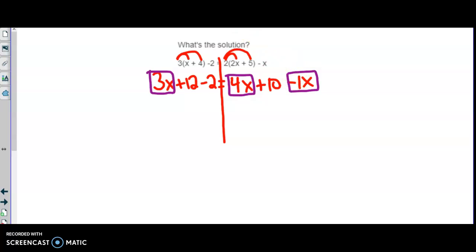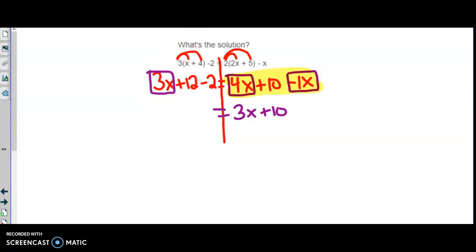Okay, so notice I have 2 x's on the same side. Since they're on the same side, we are not going to do inverse operations. We're just going to combine like terms. I'm going to say 4x's minus 1x is 3x's. And then I'm going to bring my plus 10 straight down.